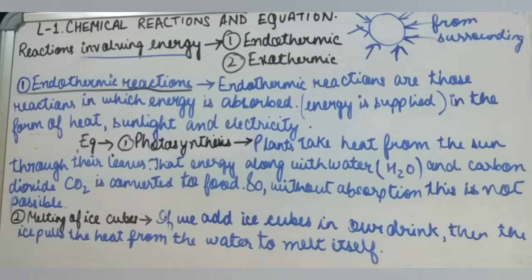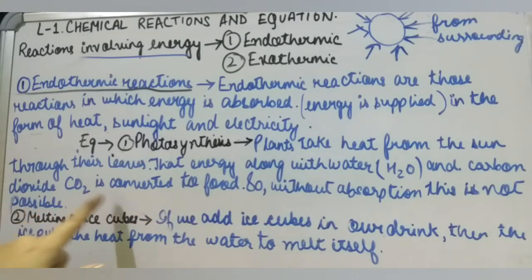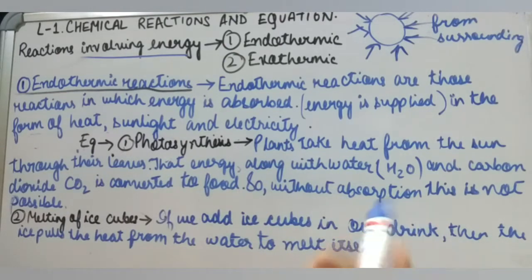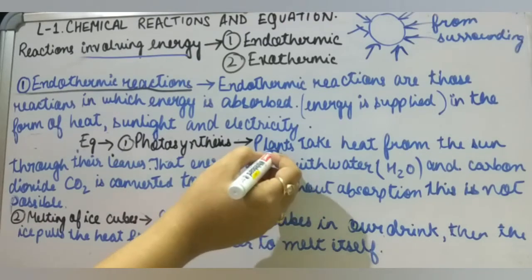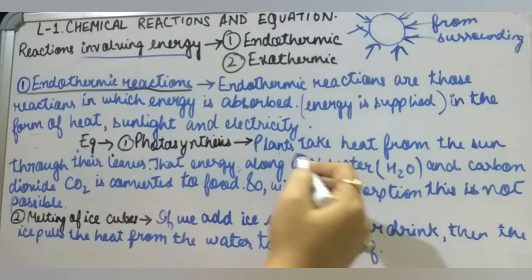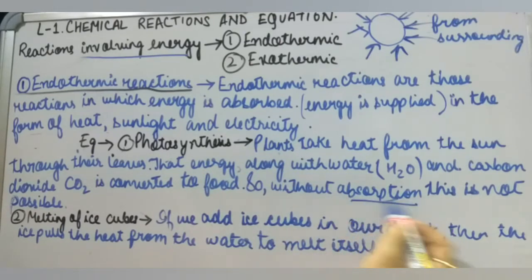The first example that I have shown here, example number 1, is photosynthesis. In photosynthesis, plants take heat from the sun through their leaves. That energy, along with water H2O and carbon dioxide CO2, is converted to food. So that energy is taken. Without absorption, this is not possible. If the plants don't take heat from the sun, will it be possible? No. Plants take the heat from the sun, so it absorbs, energy is supplied.